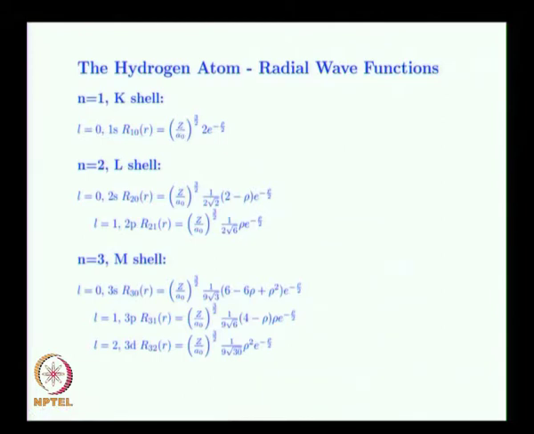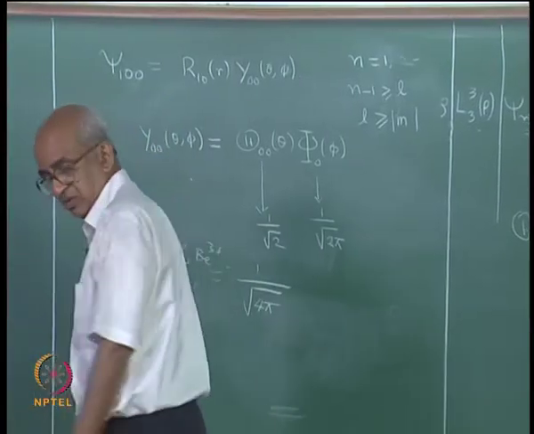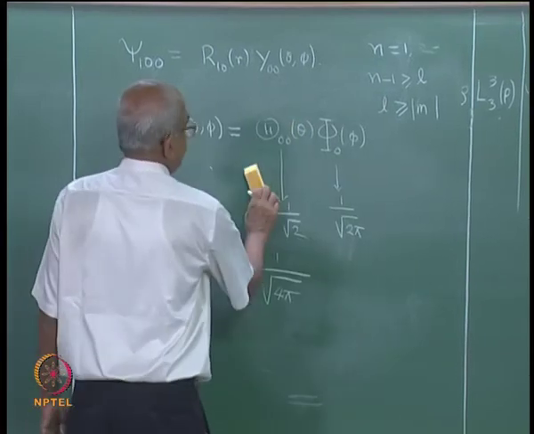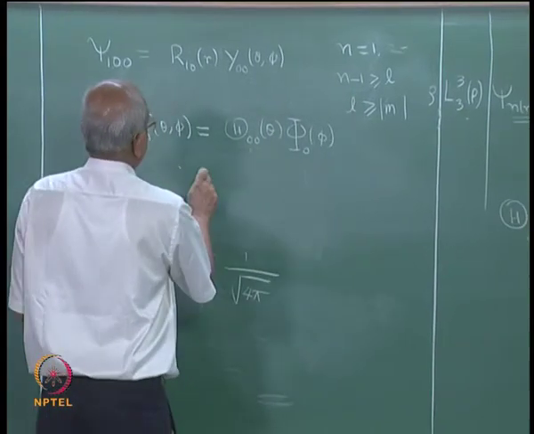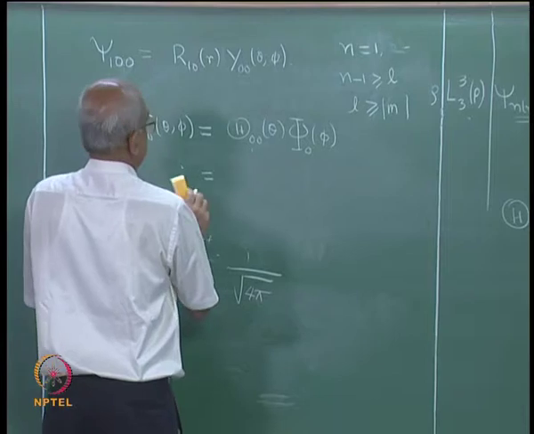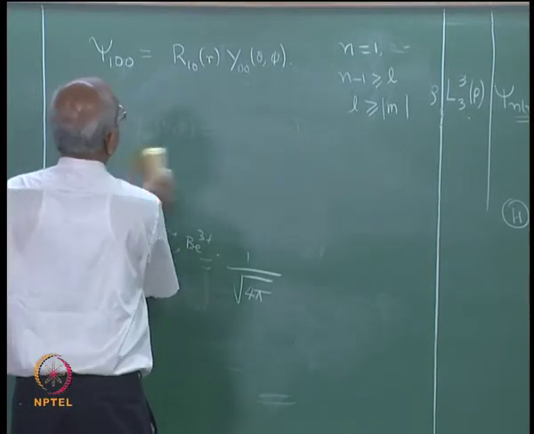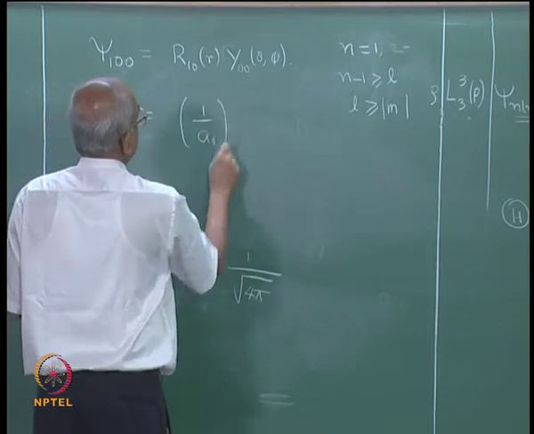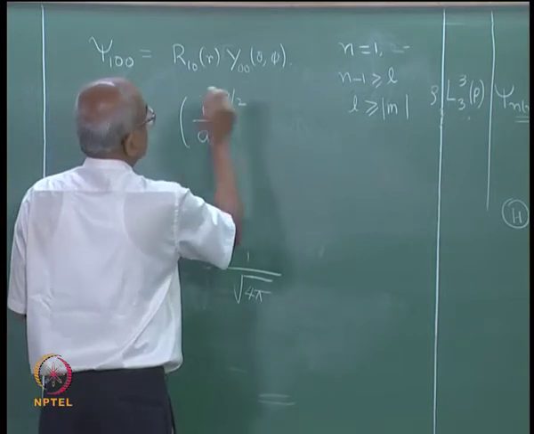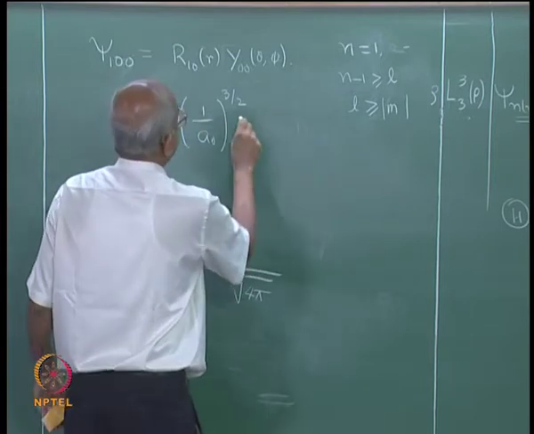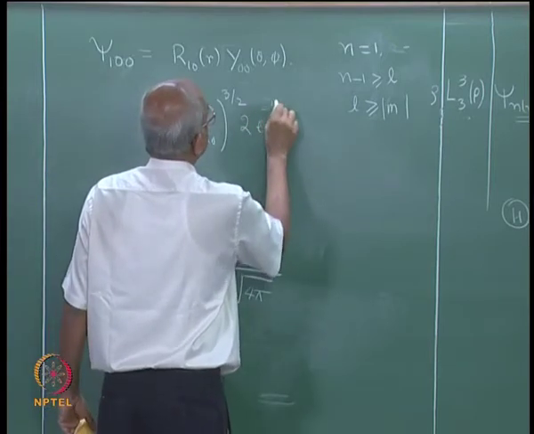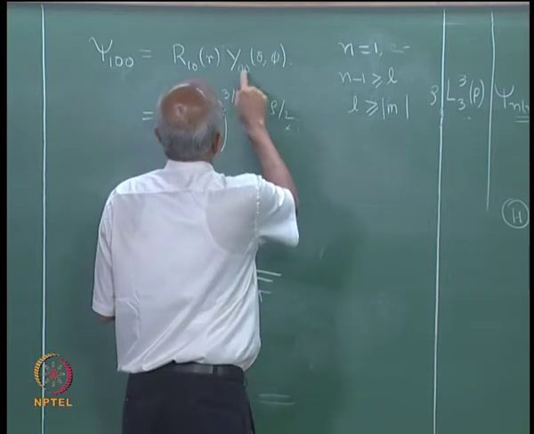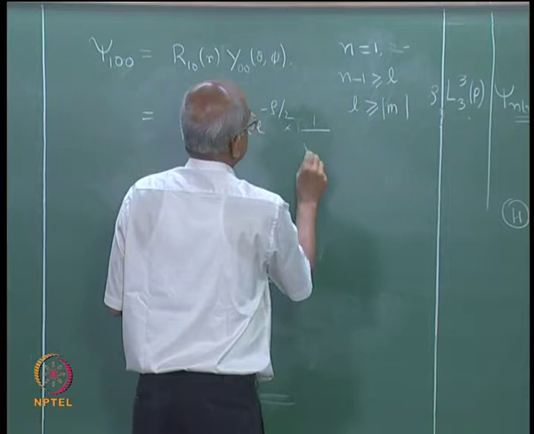Okay. So, what will happen? R10, we know how much it is. It is equal to 1 by A0 to the power of 3 by 2, 2 e to the power of minus rho by 2, and multiplied by Y 00 that we have found is 1 by square root of 4 pi.